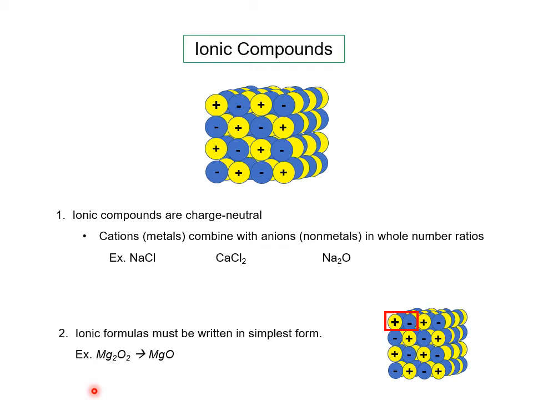Ionic compounds have to be written in the simplest forms. So we don't write them as, for example, Mg2O2. We reduce that to MgO. So we always reduce it. And if you remember, we call that smallest whole number ratio a formula unit.